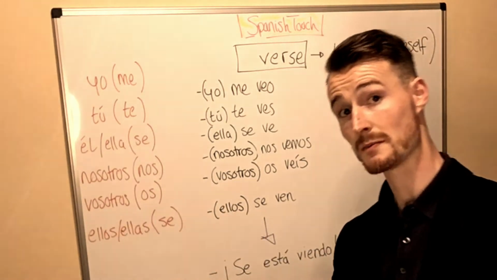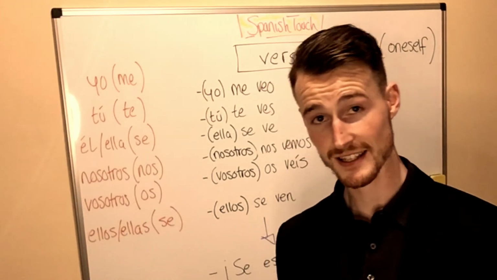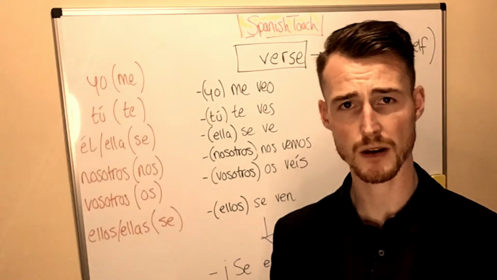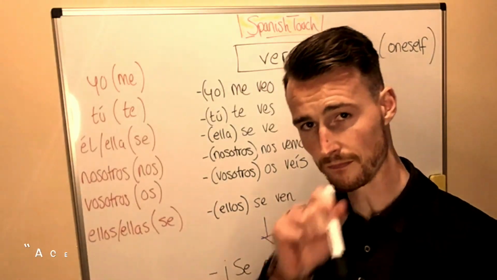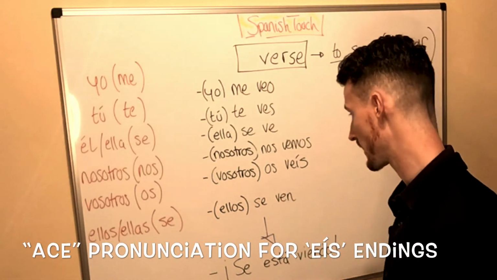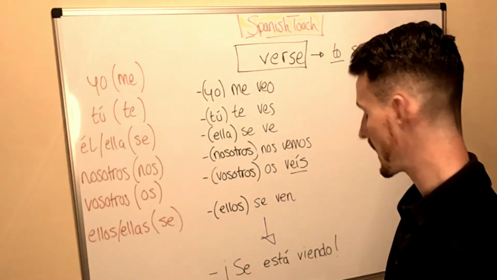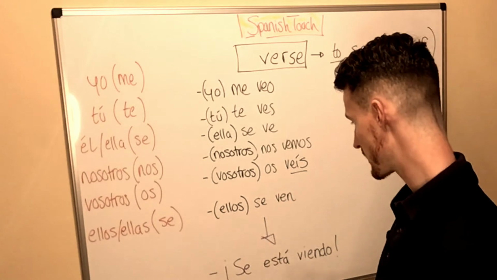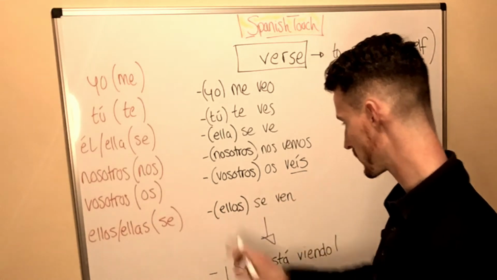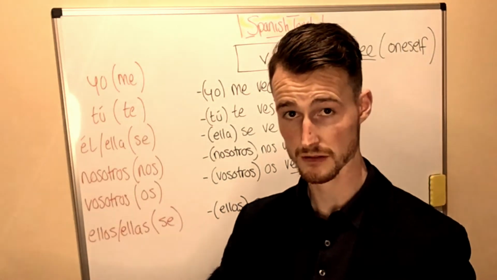Vosotros os veis. Now remember I talked about the pronunciation with ice and ace. I think in my head the ace of spades. Try to think of it. Os veis. Okay, to remember this pronunciation here. Os veis. And the last one, ellos. Let's change it to ellas. A group of girls or women. Ellas se ven. Okay, they see themselves. It would be in English.